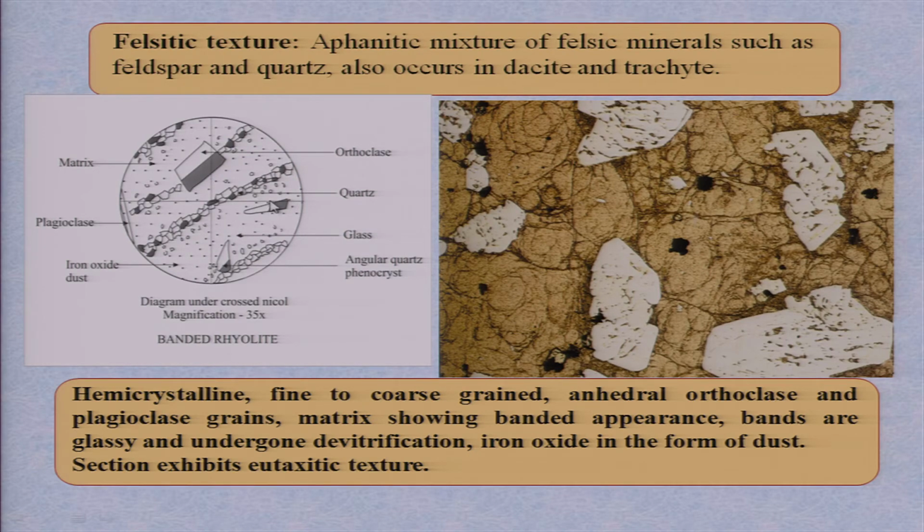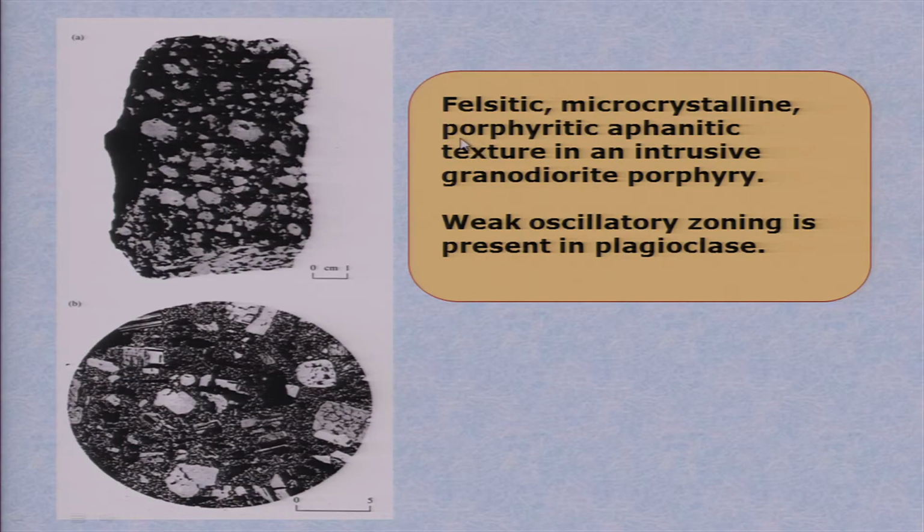This kind of texture, where you get turbidity produced by devitrification or alteration of iron oxide, we call felsitic texture. Now, another variety of felsitic texture: felsitic microcrystalline porphyritic aphanitic texture in an intrusive granodiorite. Granodiorite is another igneous rock. It shows weak oscillatory zoning.